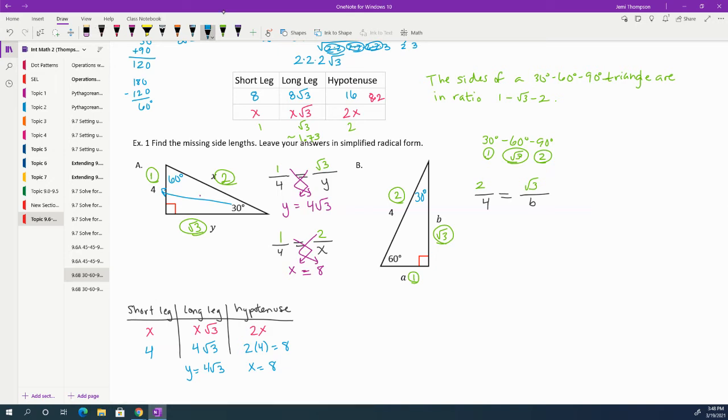All right, so check out that setup. Crisscross multiply. I have 2 times B is equal to, the whole number comes first, then the radical. To get B by itself, I have to divide by 2. And when I do that, I get 2 square root 3. 4 divided by 2 is 2.